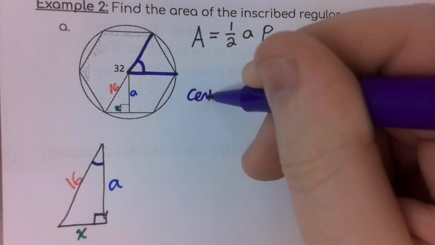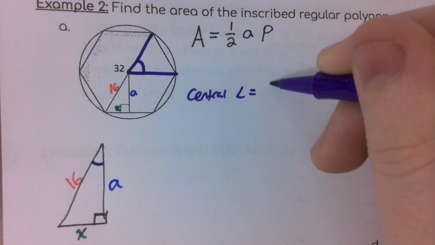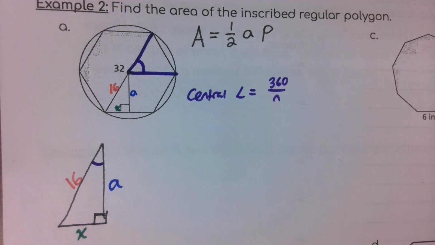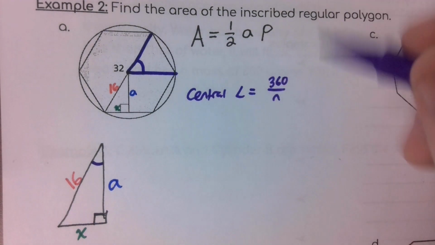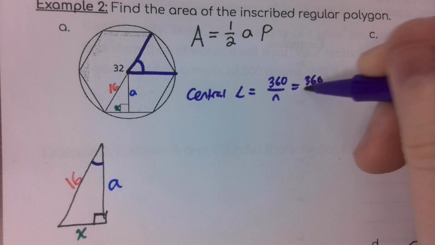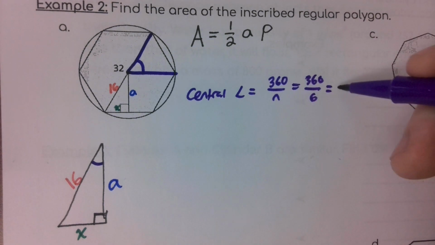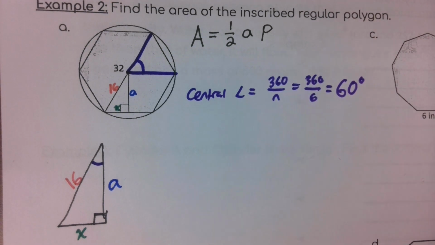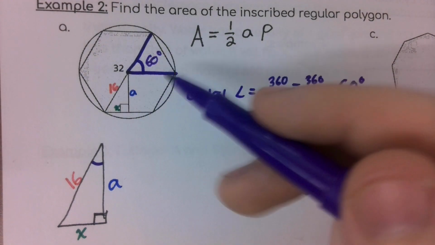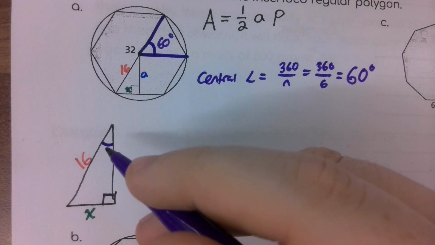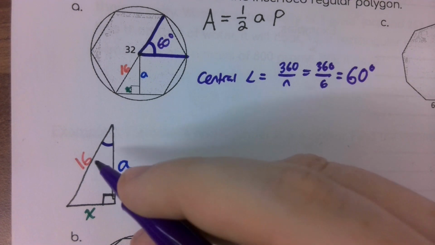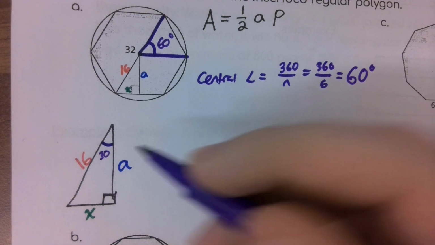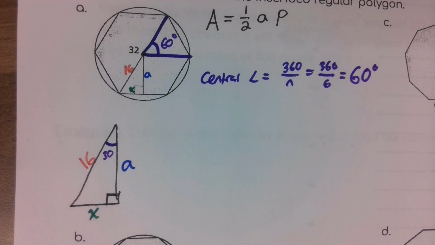Well, a central angle equals 360 divided by the number of sides. In this case, the shape is a hexagon, so it'll be 6 sides. 360 divided by 6 is 60 degrees. So if our central angle is 60 degrees, what's the measure of this angle? It's 30 degrees.